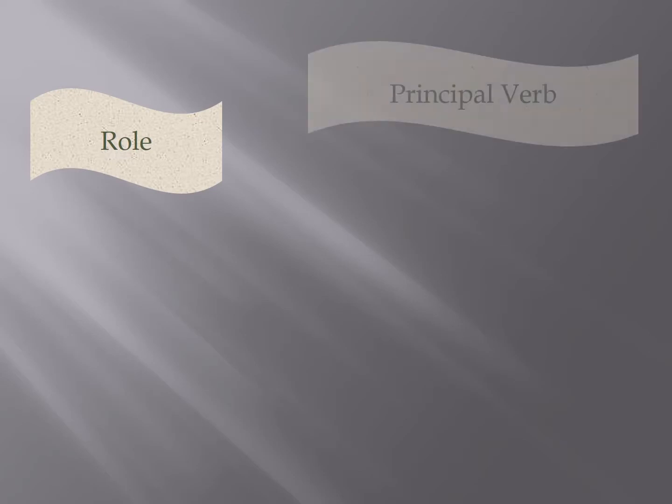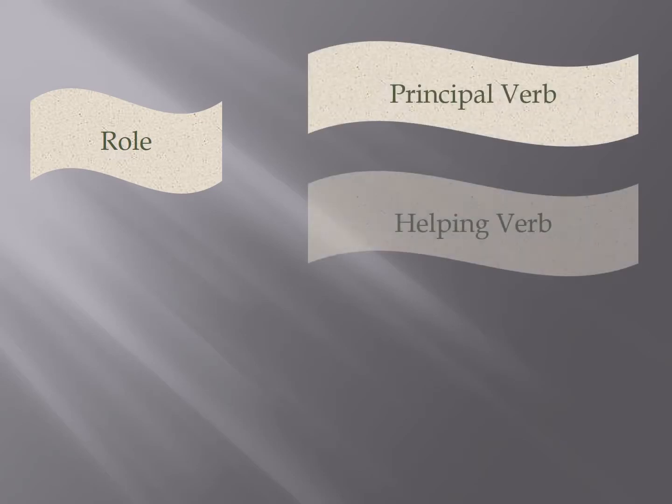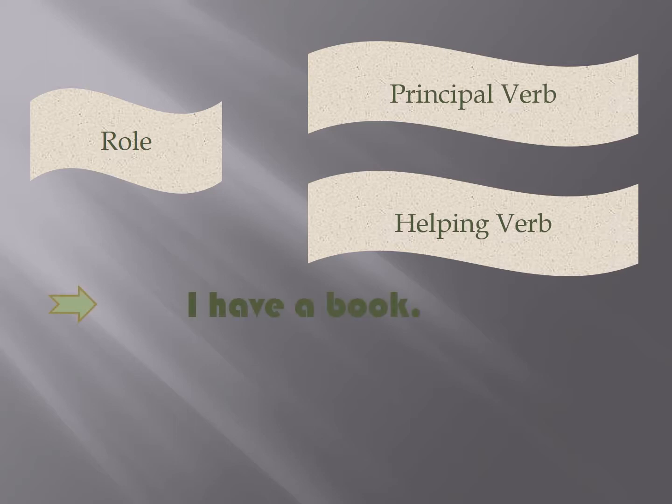One important point to keep in mind is that some verbs can play the role of a principal verb as well as a helping verb. For example, I have a book. Here, I is a subject, have is a principal verb, and a book is an object.